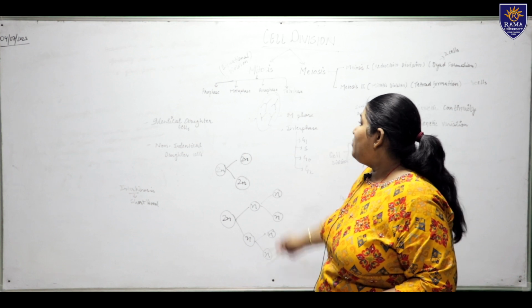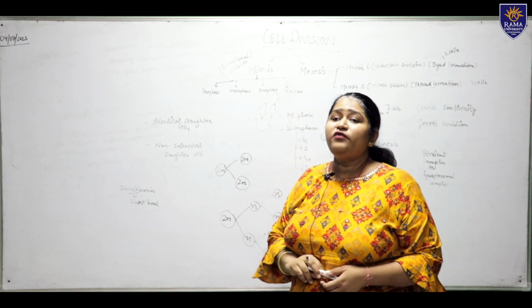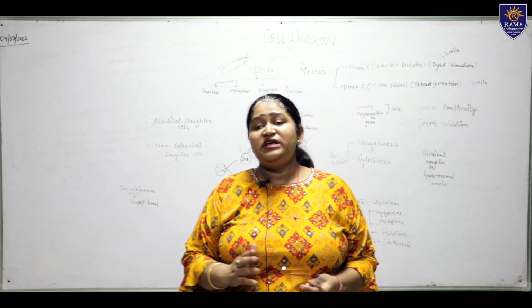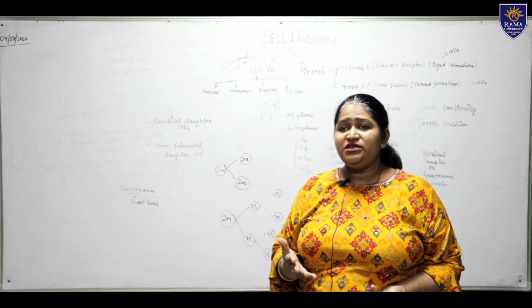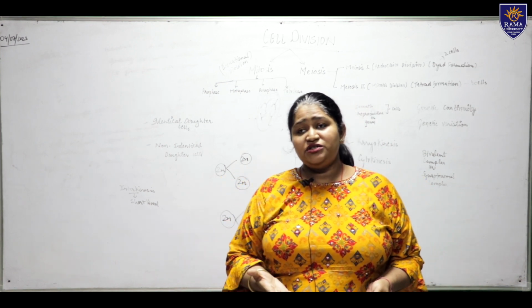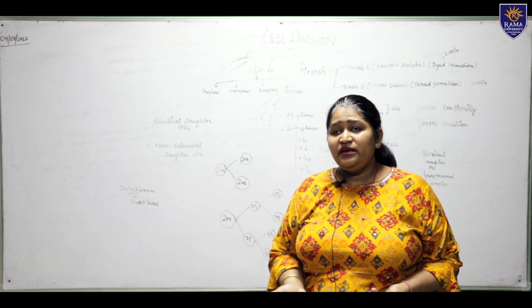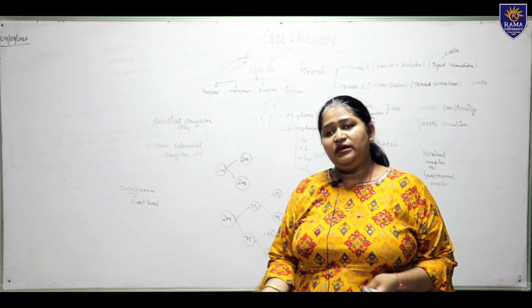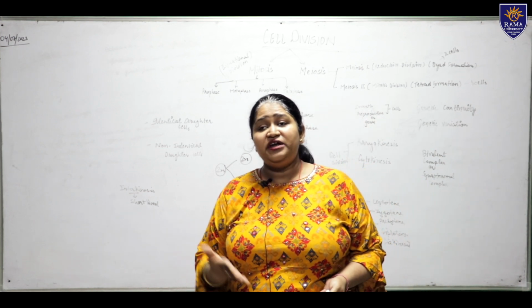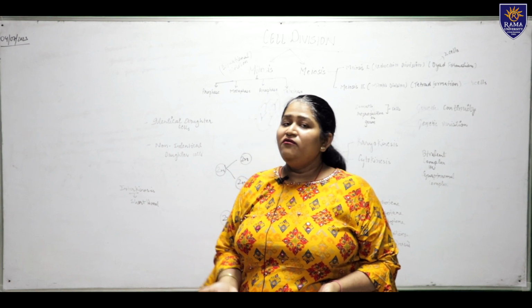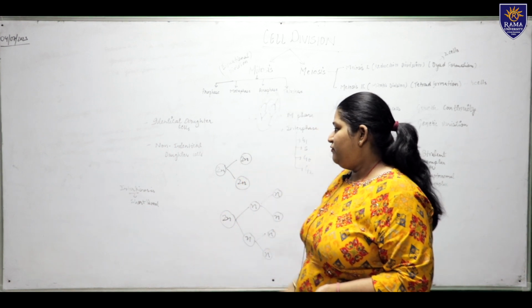Okay? And the mitotic division is generally known for genetic continuity, meaning the genetic changes or the genetic variations that are seen in the parent will also be seen in their daughter cells. So, the genetic continuity will be seen in mitotic division.